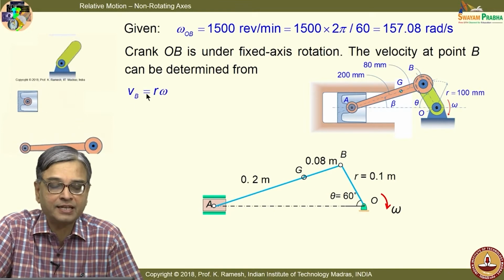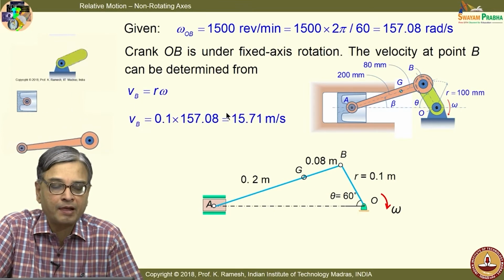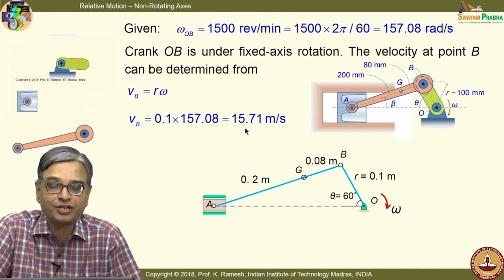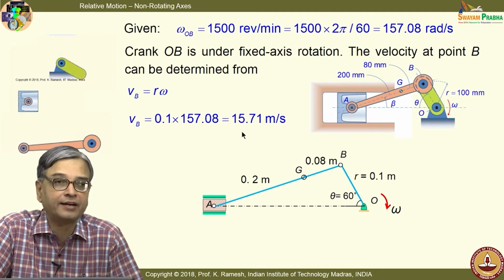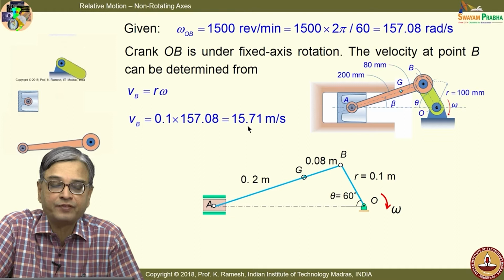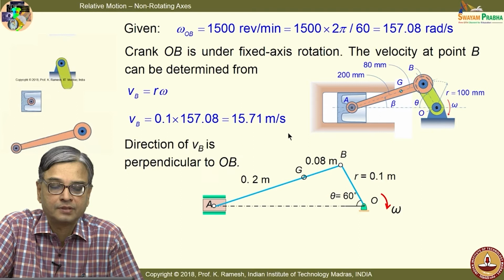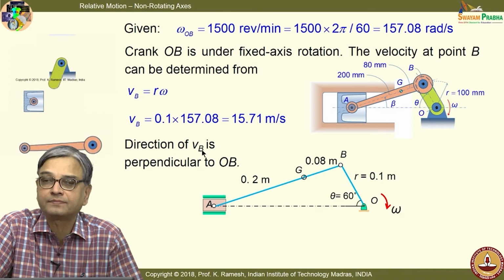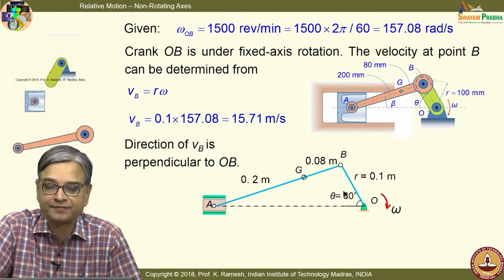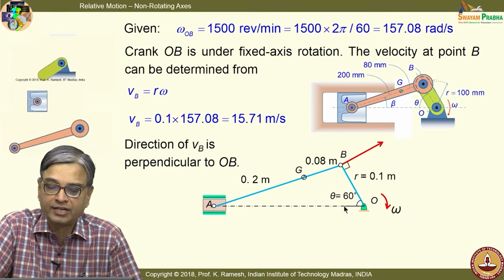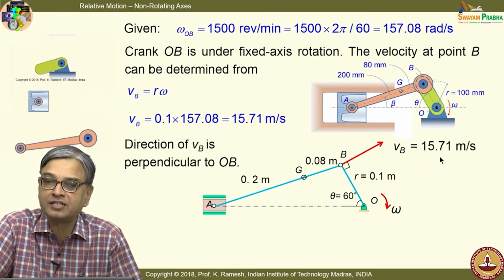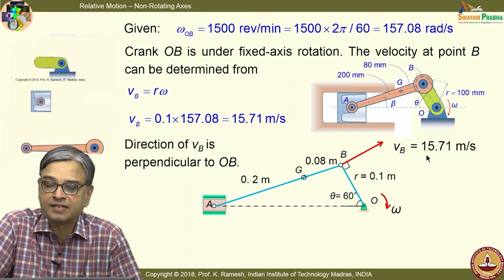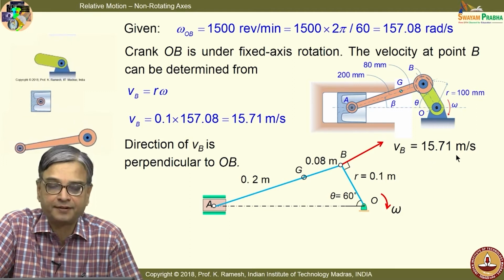Vb is nothing but r omega, and I get Vb when I do the computation. I would also appreciate that you check these calculations using your calculator. This comes to be 15.71 meters per second. And we also know the direction of Vb. It has to be perpendicular to this crank. So, that is what is indicated here. I have Vb perpendicular to this, and I have this as 15.71 meters per second.